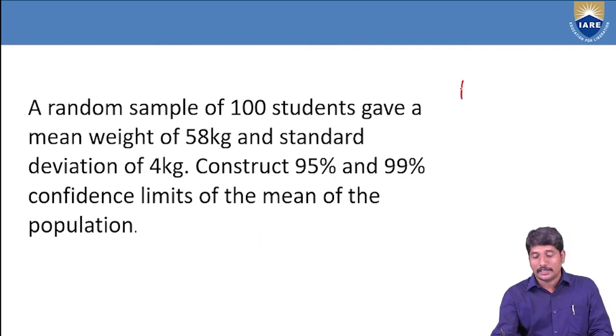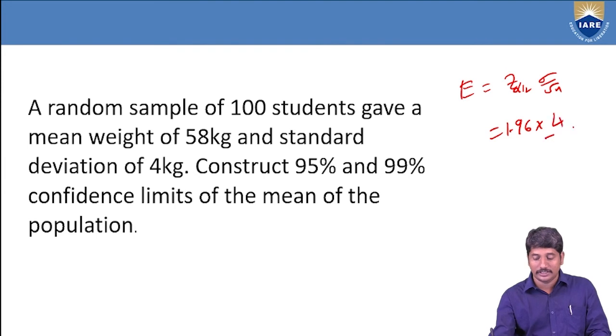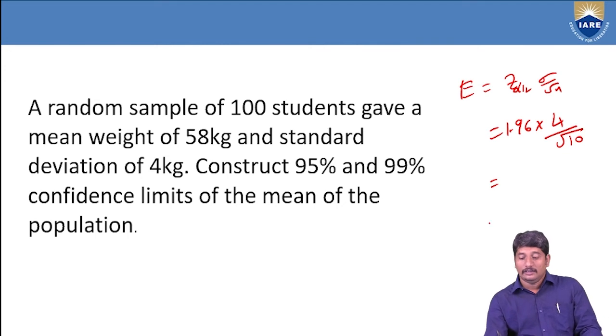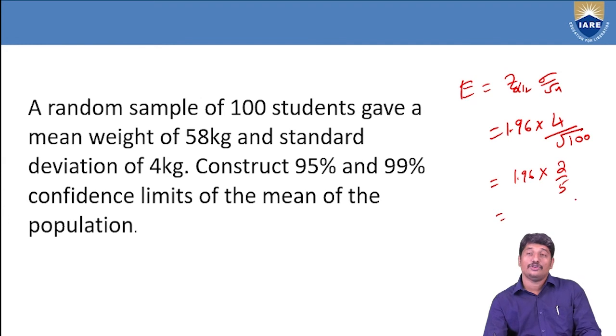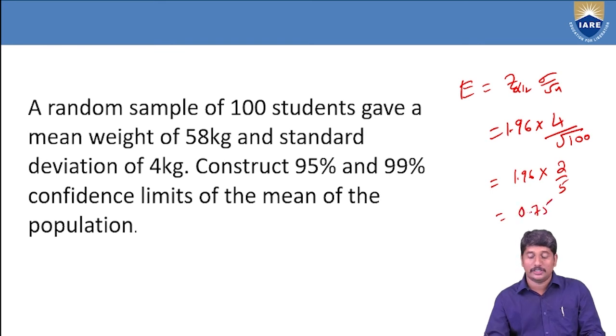Now, let us try to calculate E, which is Z alpha by 2 into sigma by root n. That is 1.96 into, what is sigma? 4 kgs, by root of the sample size, 100 students. Root 100. That means we have 1.96 into 2 by 5, and hence we have 0.75 approximately. So the maximum possible error between x bar and mu is 0.75.